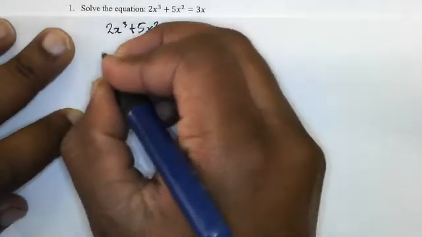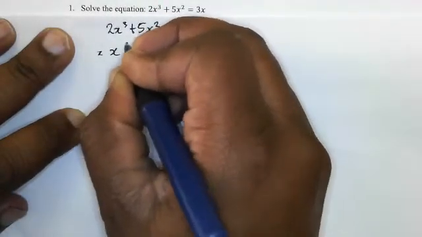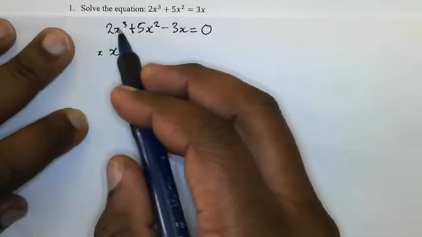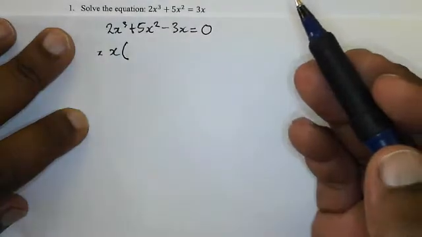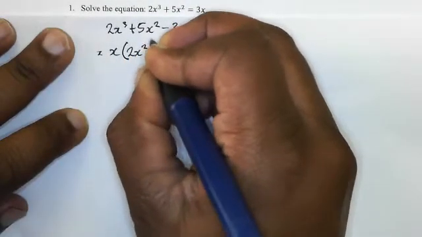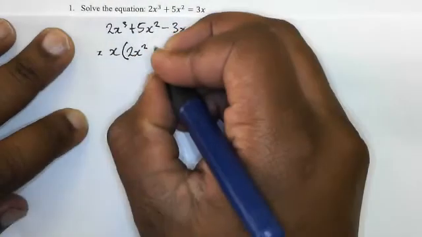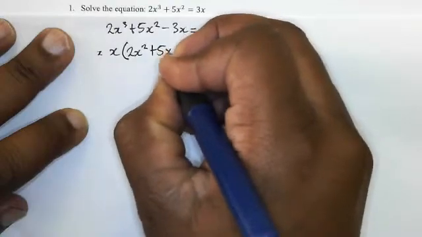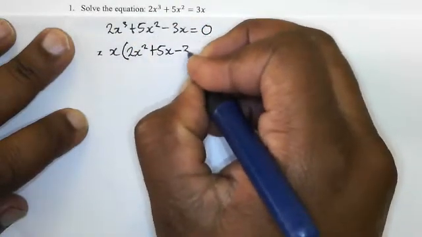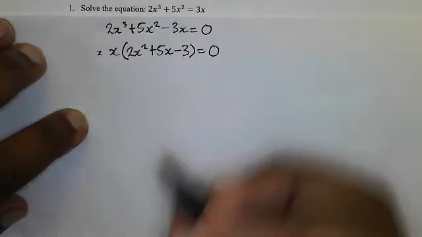There's x squared, there's x to the power of 3. So just factor out x there. Check out x because it's the common factor. So taking out x from 2x to the power of 3 leaves us with what? 2x squared, right? Taking out x from positive 5x squared leaves us with a positive 5x. Taking out x from a negative 3 leaves a negative 3 is equal to 0.